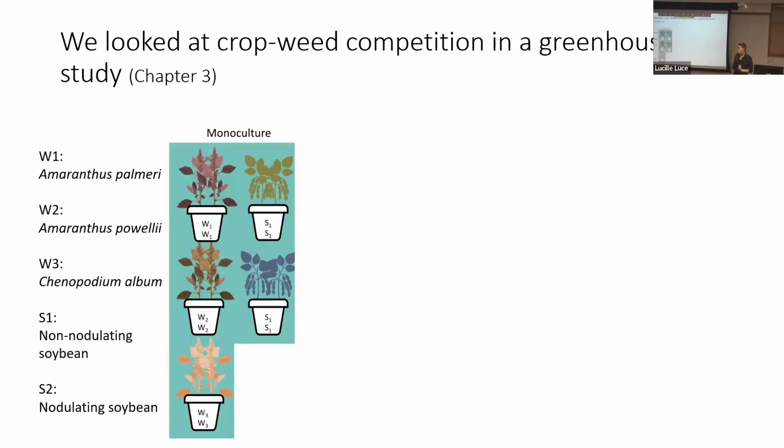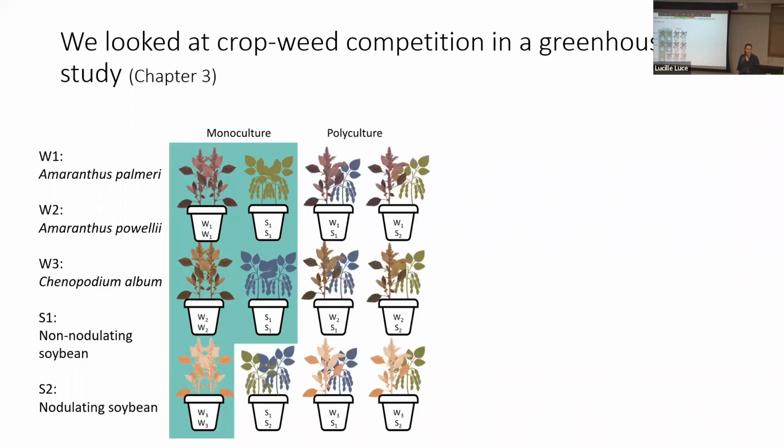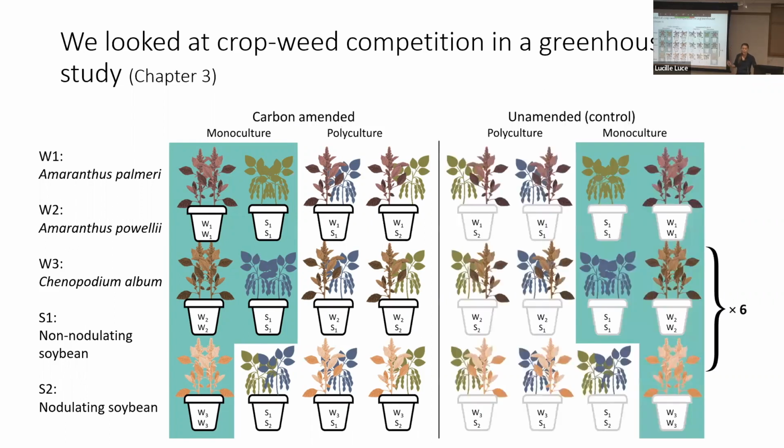So we planted each of these 5 plants in pots in competition with themselves. We always had 1 pot with 2 plants. So we had monocultures of each of the different plants. And then we also planted all of the different weed species in competition with the 2 different soybean varieties. And then we also had the 2 soybean varieties in competition with one another as well. Half of the pots we left unamended, and half we amended with carbon. And we replicated each of those pot combinations 6 times.